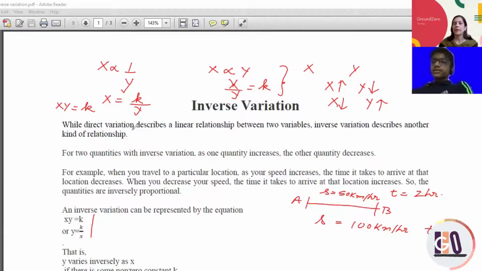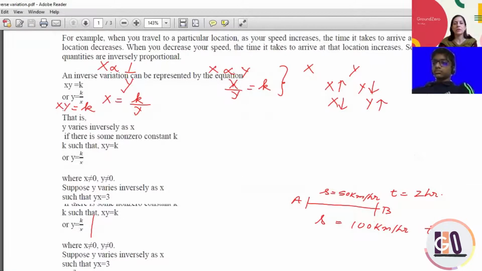Okay, got it. So in the question you just gave as an example, the k would be 100, right? Yes. Like 50 times 2 is 100, 100 times 1 is 100. So x into y will always be equal to a constant, or you can say y is equal to k upon x. This is a law in inverse variation which you must have learned in your school.